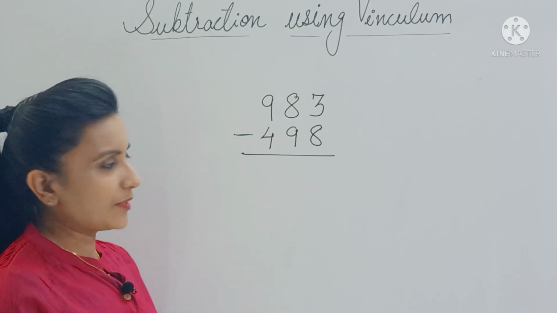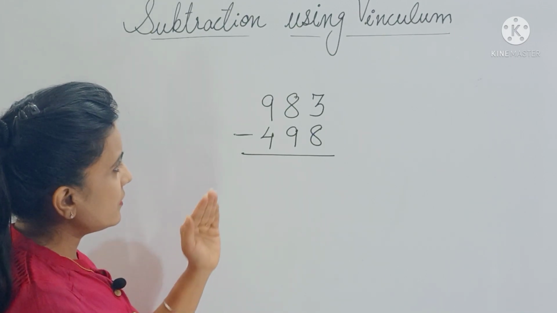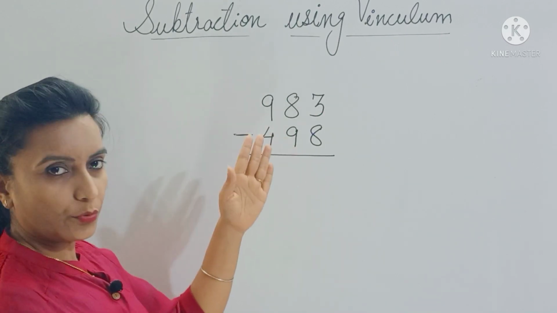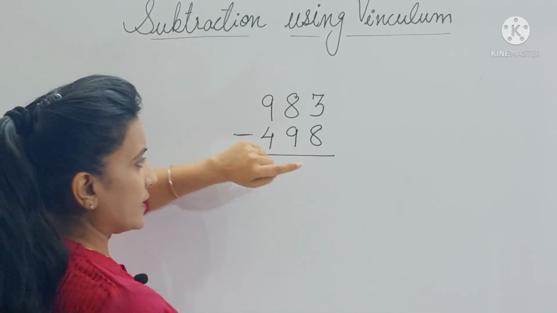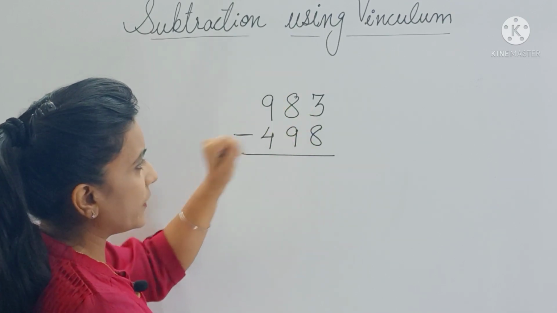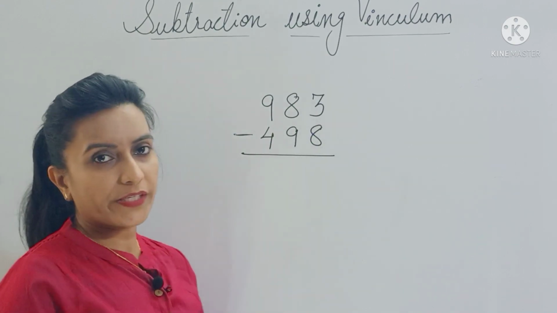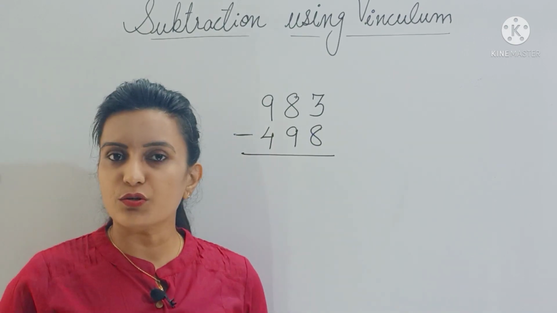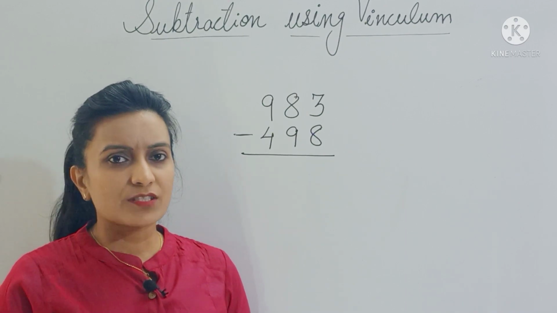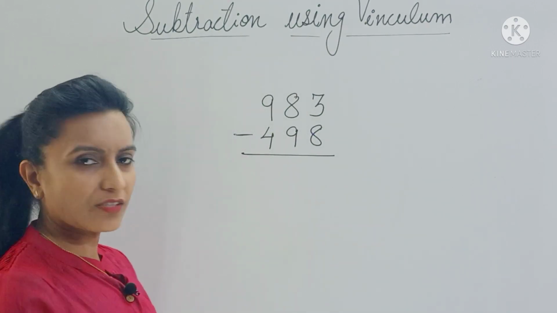Now the second thing. The second thing is that in normal subtraction, if the subtraction is not possible, we borrow, right? For example, here you can see you can't subtract 8 from 3. So 3 will borrow 1 from 8, right? So a lot of borrowing is involved. In vinculum, there is no borrowing involved. That's a benefit number 2 of using vinculum. So now let's see how to subtract this using vinculum.